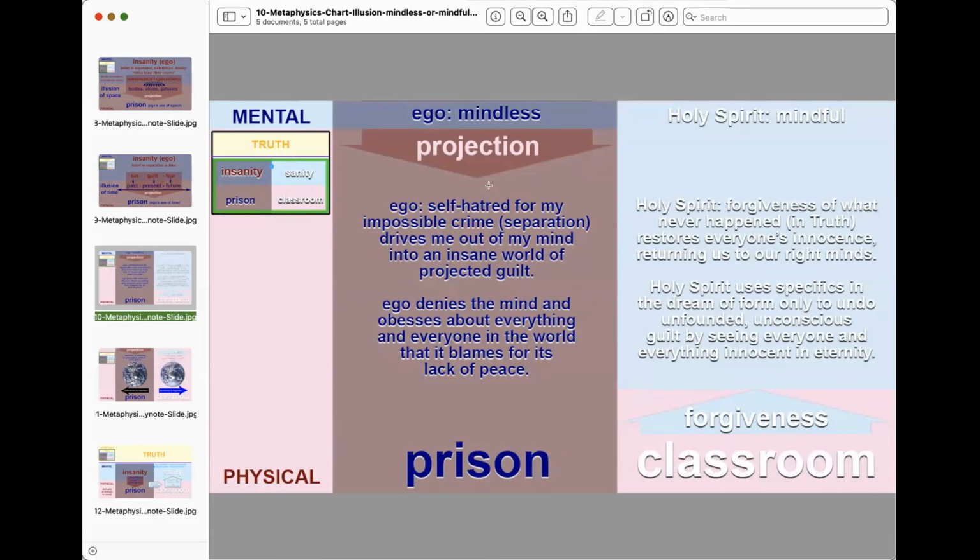So the Holy Spirit uses specifics in the dream of form only to undo the unfounded unconscious guilt by seeing everyone and everything innocent in eternity. So anyway, you can see that the ego is constantly trying to keep us identified as a body in the physical form, whereas the Holy Spirit says, nope, nope, nope, nope.